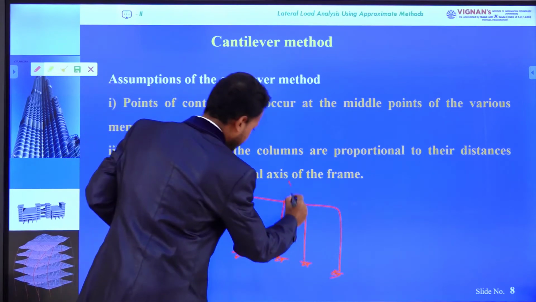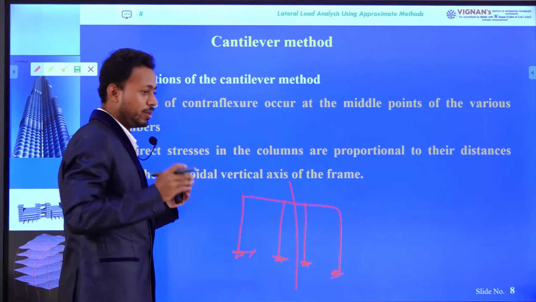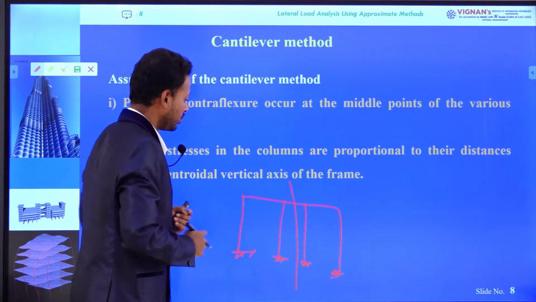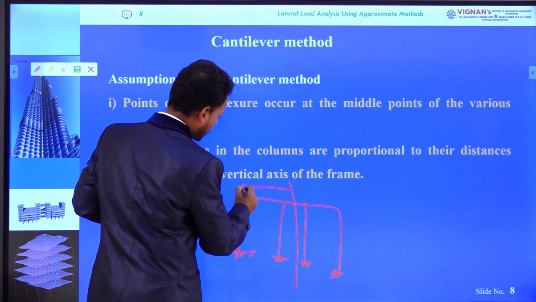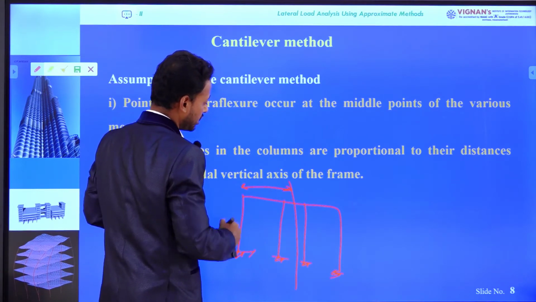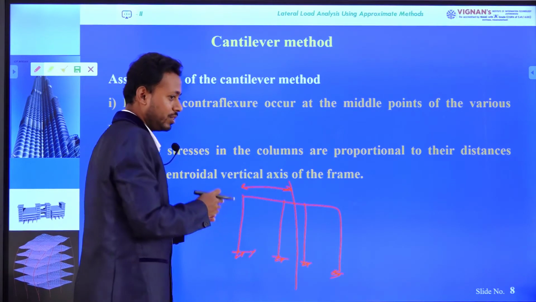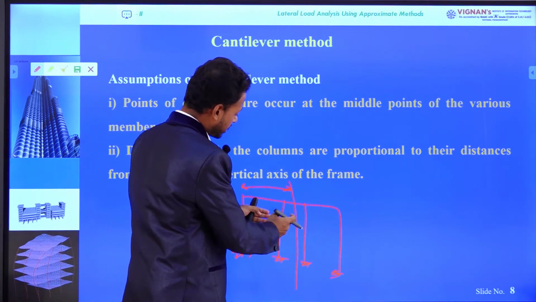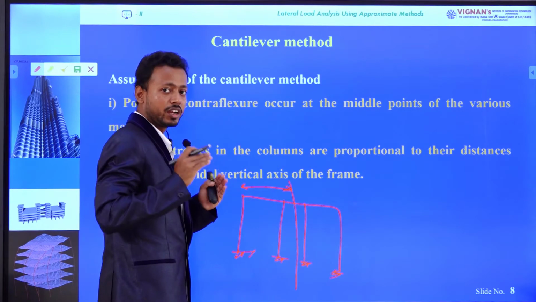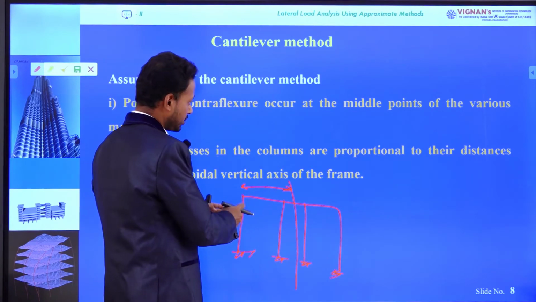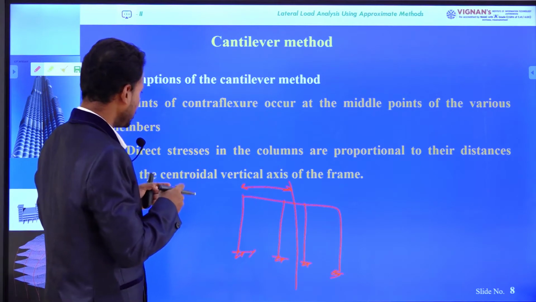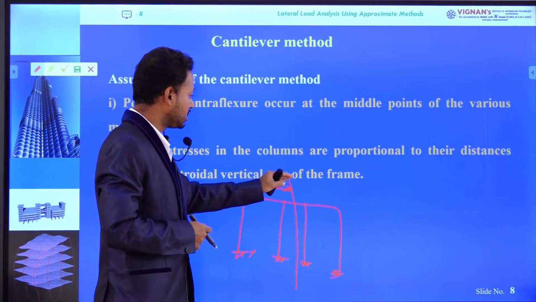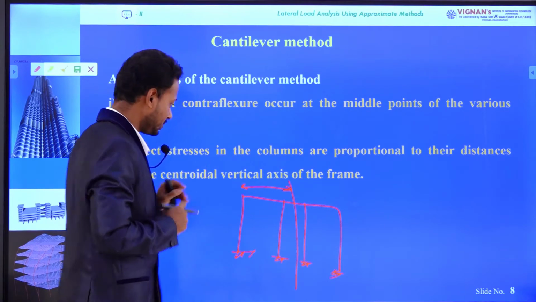So this is the centroidal axis, that means the geometric center of the structure is concentrated here. As you go far from the centroidal axis, the stress in the column will increase. As you go towards the centroidal axis, the stress of the column will decrease. So the stress of the column is proportional to the distance from the centroidal vertical axis of the building. Clear?